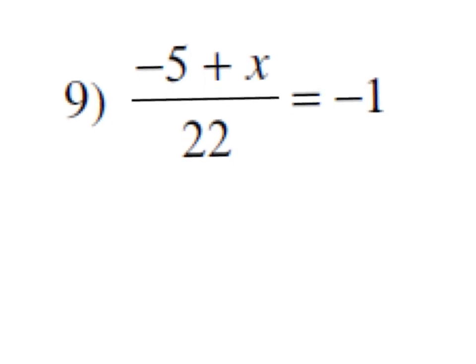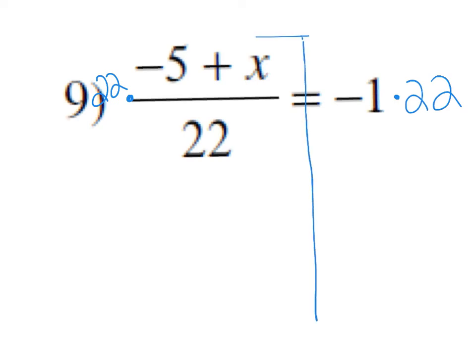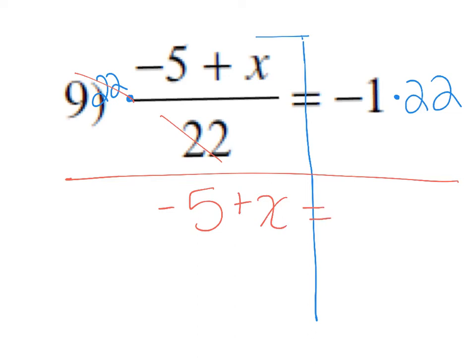Lastly, I'm going to do problem 9. I have negative 5 plus x over 22 equals negative 1. Remember, when it's all like a fraction like this, that's division. So I'm going to clear that fraction first by multiplying. So I'm going to multiply times 22 on the left side, multiply times 22 on the right side. I almost forgot my fence again. Do that. My 22's cancel. I'm left with just negative 5 plus x equals negative 22, because that's a negative 1 times a positive 22. If they're opposite signs, my answer is always negative on multiplication and division.